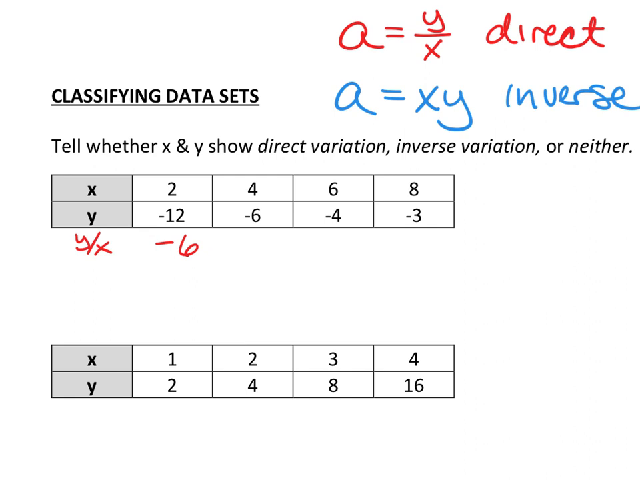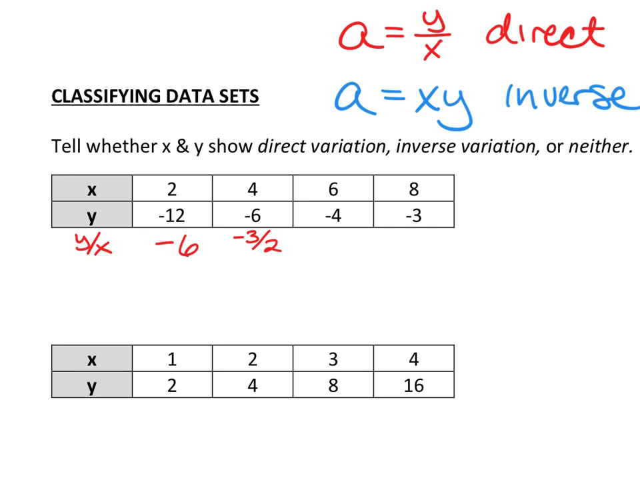If it is negative 6 across the whole thing every time I divide y by x, then it is direct variation. So if I do negative 6 divided by 4, what is negative 6 divided by 4? Yeah, that might be a calculator question for you. It's definitely not a whole number. And as a fraction, because we know I prefer fractions, negative 3 over 2, correct?